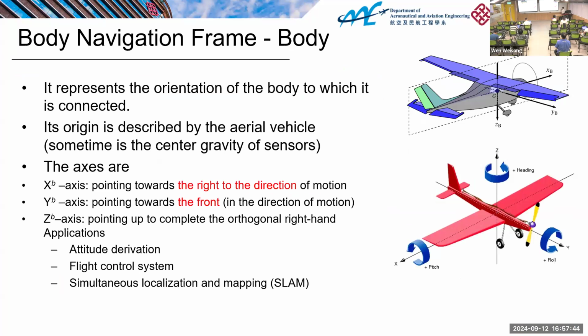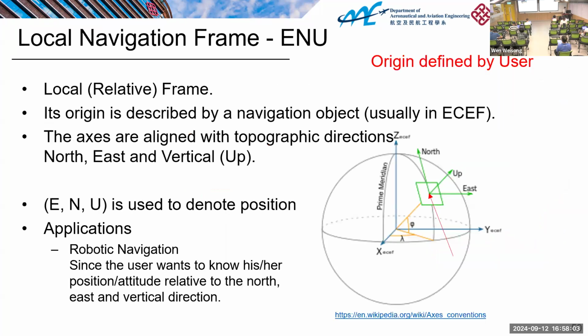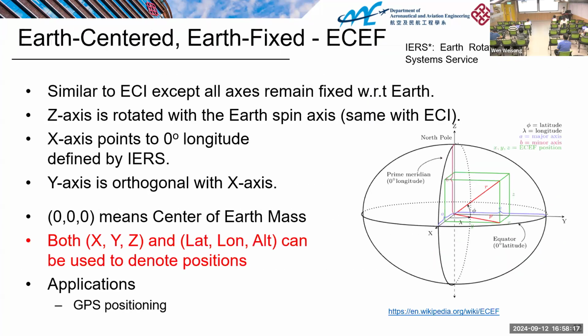So this corresponds to the definition of the body frame. For the drones, usually we define the body frame as fixed at the center. Y is pointing in the front, X is to the right, and it is a right-hand system with Z up. The next one is called the ENU frame, the relative frame, whose origin is usually defined by the users. Okay, let's start with the next frame first, it's much easier to understand.